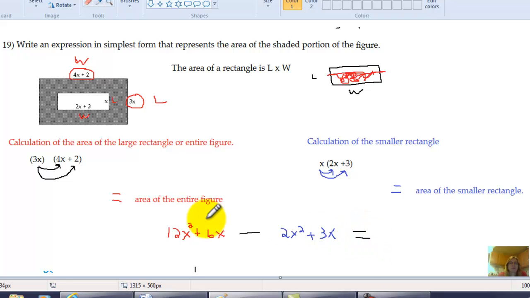What we can do is simply combine like terms. We have a positive 12x squared and a negative 2x squared, which will give us 10x squared. That's by putting these two together. And now we're going to do plus 6x plus 3x. That is a plus 9x. So the area of our shaded portion is 10x squared plus 9x.